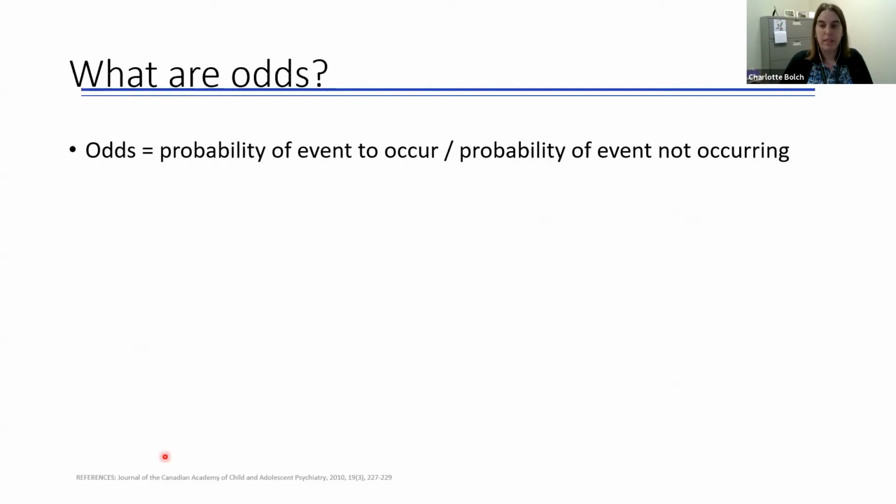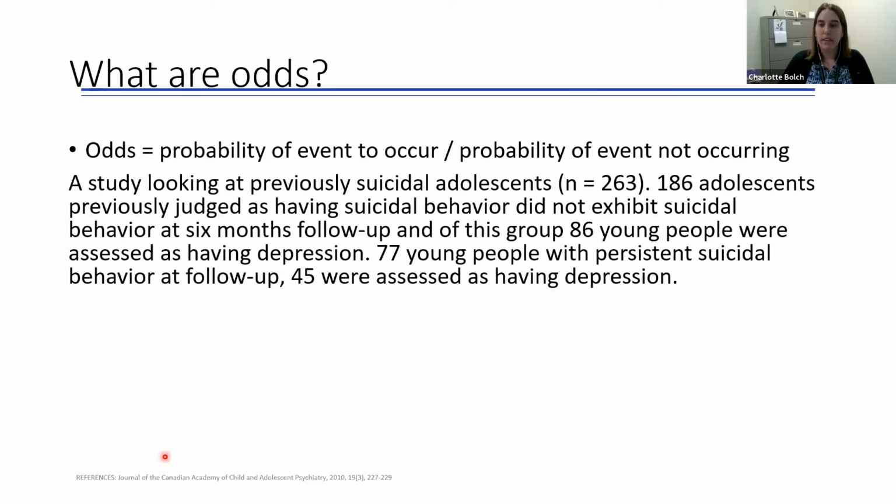Another descriptive statistic used to describe events occurring in a sample are odds. We usually want to calculate odds because we want to know the probability of the event occurring. So odds are the probability of an event occurring divided by the probability of an event not occurring. Let's look at an example.